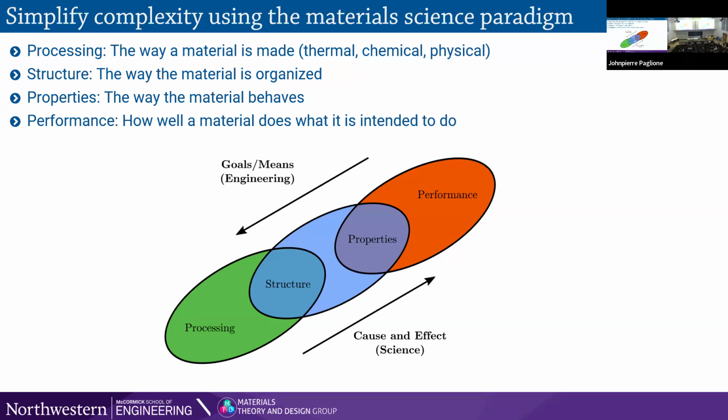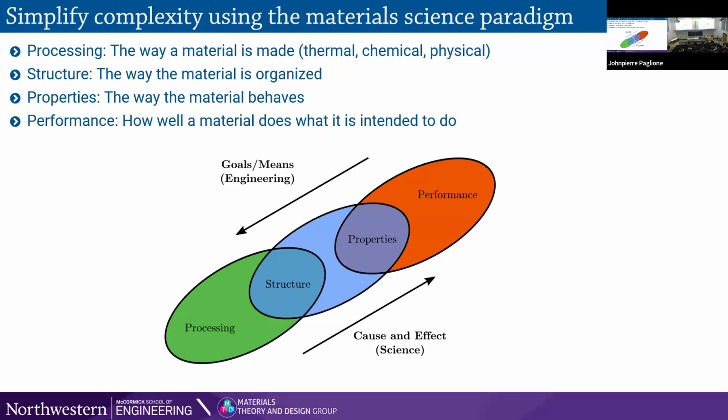Processing is the way the material is made. Structure is the way the material is organized. Relevant to us here, that can be structure at the atomic scale. We've heard a lot about crystal structures. Is the material ordered? Is it disordered? But if you're interested in transport, we also have to think about structure at the micrometer length scale.